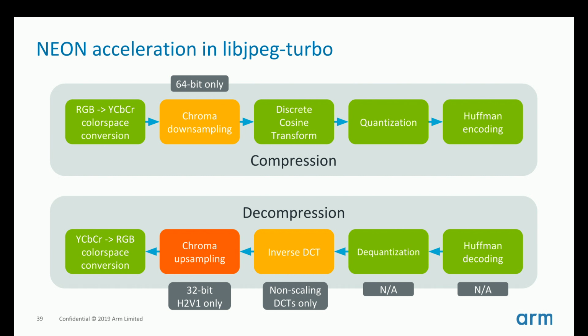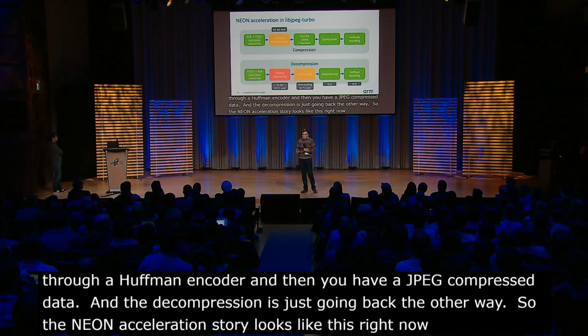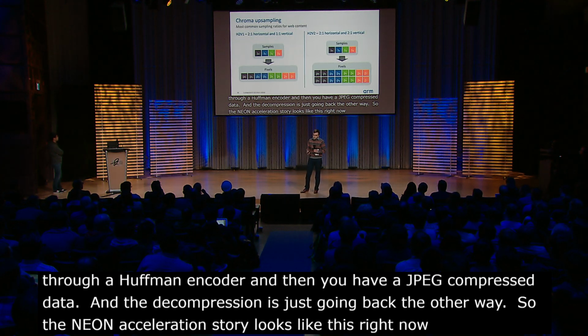So the NEON acceleration story in libjpeg-turbo at the moment looks like this. Given that this is Chromium, we can care mostly about decompression performance, and there is still quite a bit to be done at the moment on chroma upsampling. So that's the patch that I'm going to be talking about now.